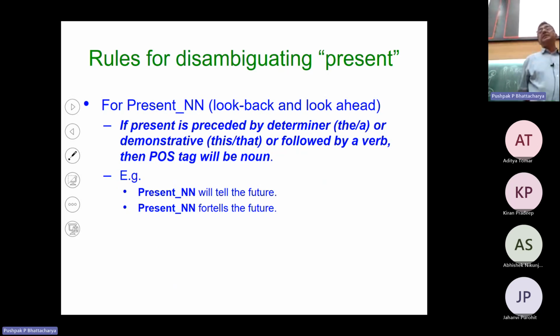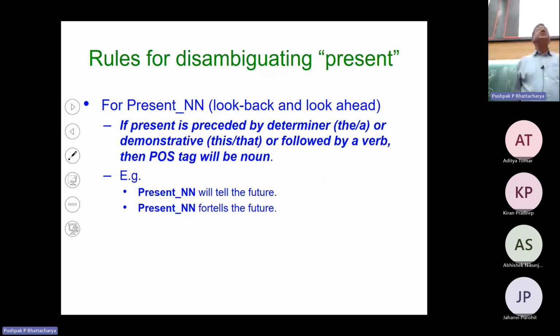Okay, so "present will tell the future." Here it is a noun. "Present foretells the future." Also a noun. So the rule is an or rule. If it is preceded by a determiner, it will be a noun, or if it is followed by a verb, then the part of speech tag will be noun. Now the point is that there are two rules here. Two rules are operating.